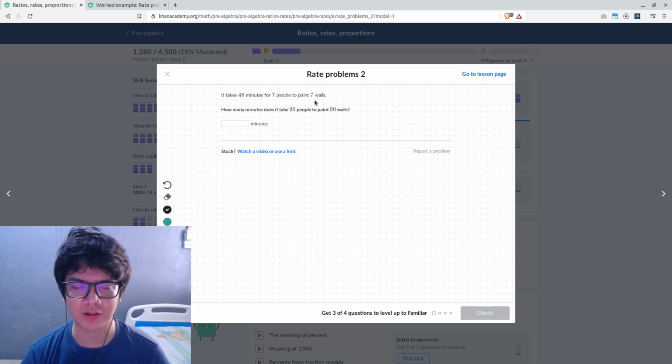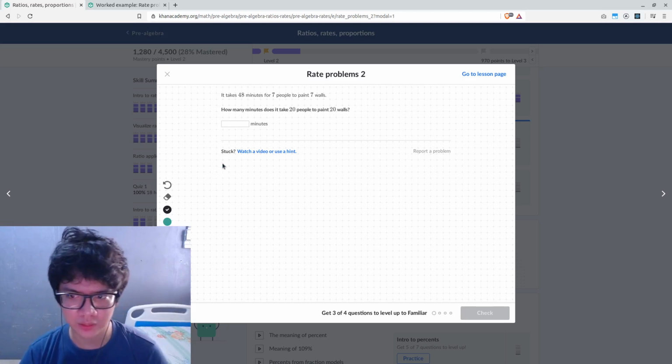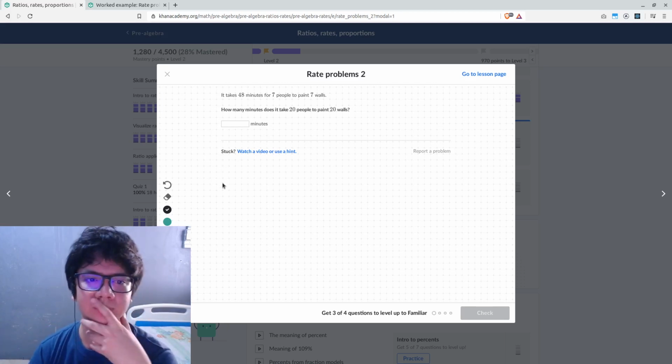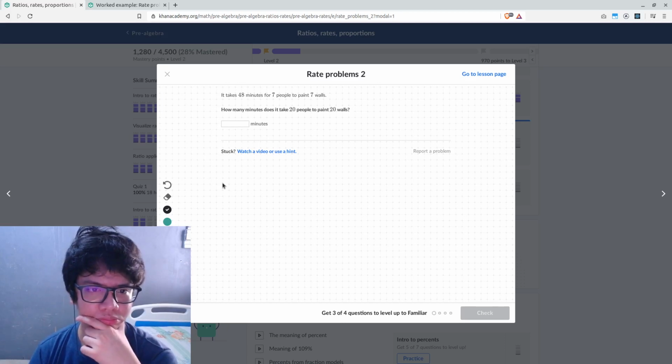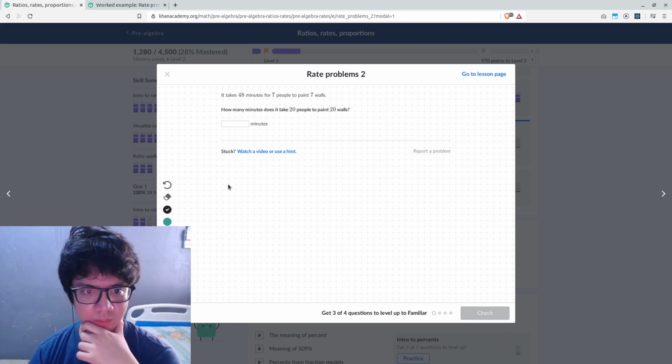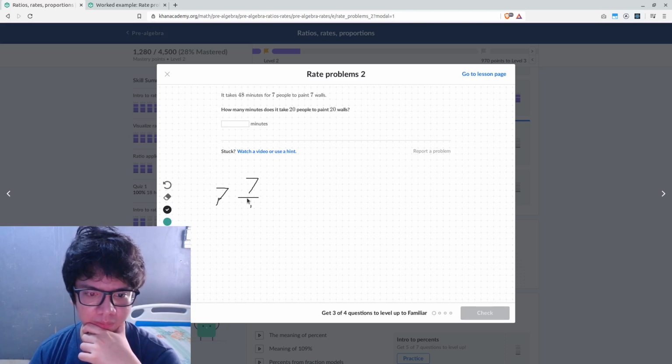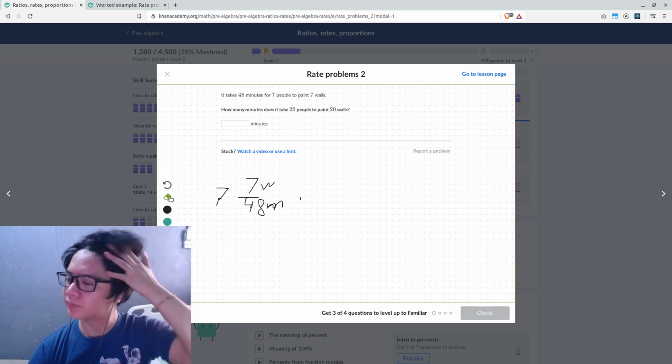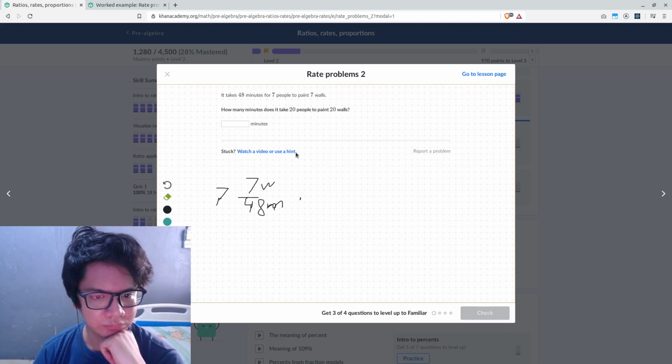For 7 people to paint 7 walls. What is this ratio? How do I even write this? Let's say we have 7 people and then they do 7 walls for 48 minutes. 7 walls per 48 minutes. Yo, this is hard. Oh my god, I don't know.